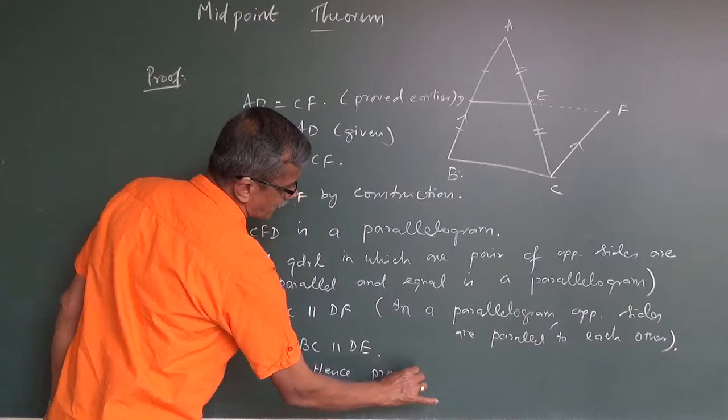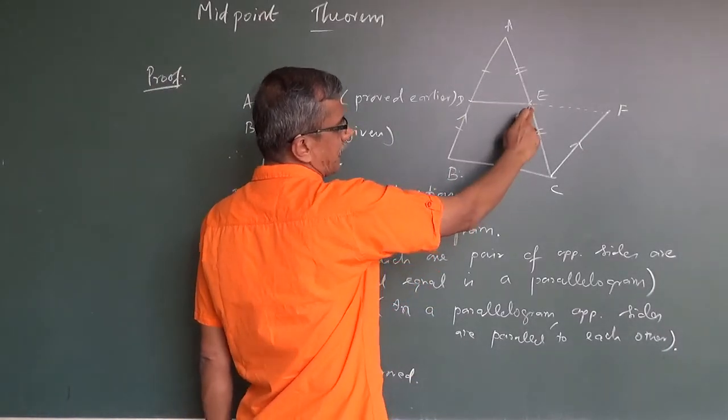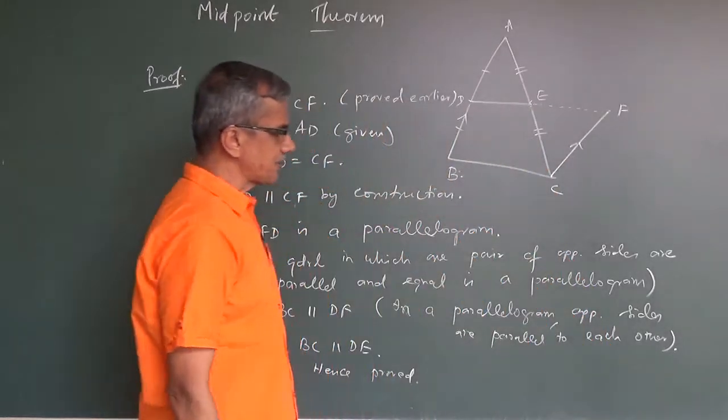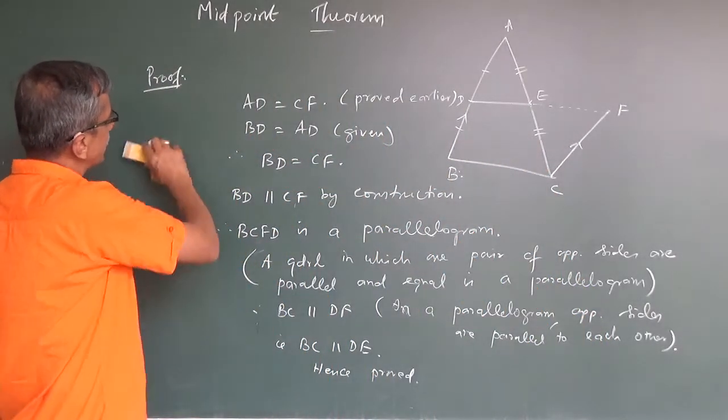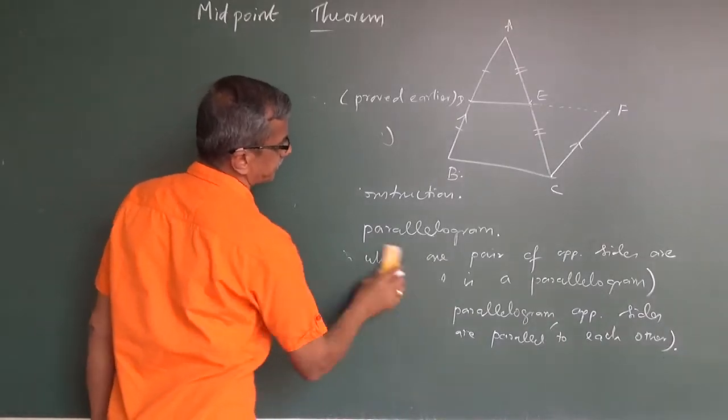I hope you understood. So, the line joining the midpoint of any two sides is parallel to the third side. So, that is the theorem which we have proved now. I hope you understood. Next is the converse of this theorem.